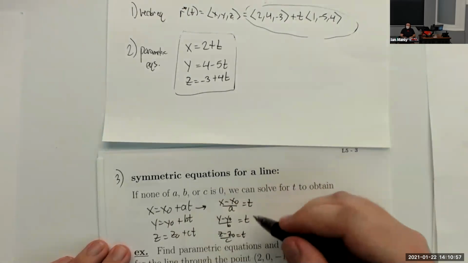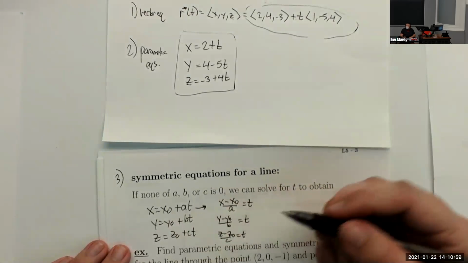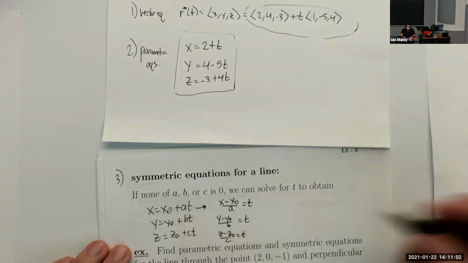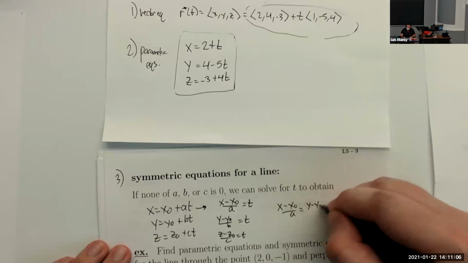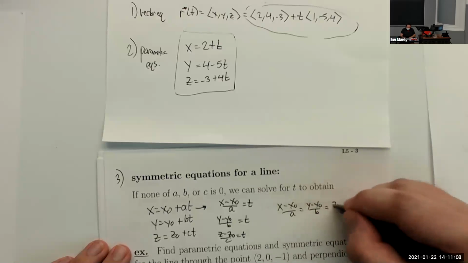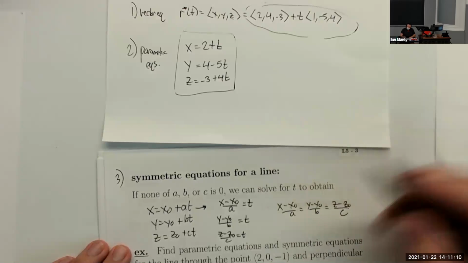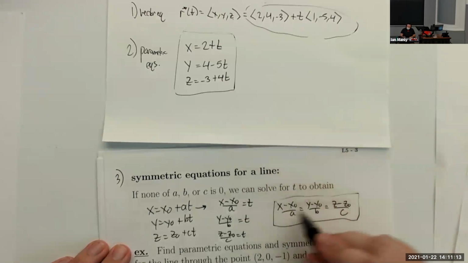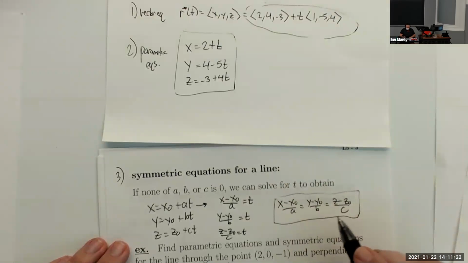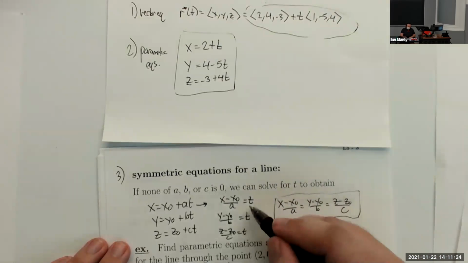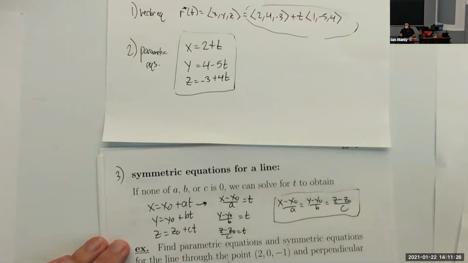And then since they're all equal to the same thing, they're all equal to t, that means they're all equal to each other. So we have x minus x naught over a is y minus y naught over b is z minus z naught over c. Where we have each of the x, y, and z separated and they're all equal to each other in an equation like this, then this is going to be our symmetric equations for our lines right here. Remember, we could set them all equal to each other because they all equal the same thing. They're all equal to t.